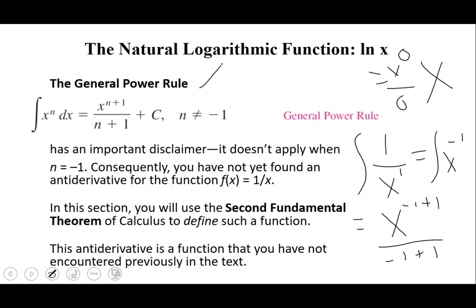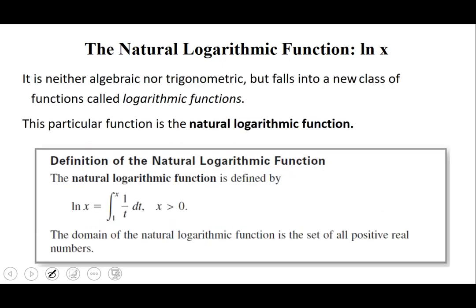So it turns out that the power rule is no good anytime you try to integrate simply 1 over x. There is a bit of a workaround for that. It's actually called the second fundamental theorem of calculus, and it allows you to make an approximation for the function 1 over x. We're going to be talking about something that we haven't yet talked about. It's not going to be algebraic. It's not going to be trigonometric, but in fact, it's going to be logarithmic. And more specifically, it's going to be the natural log.